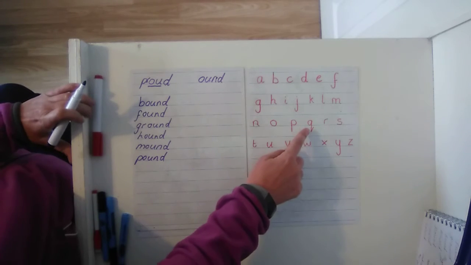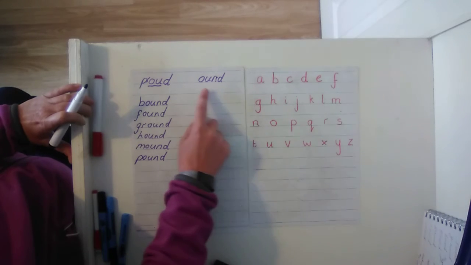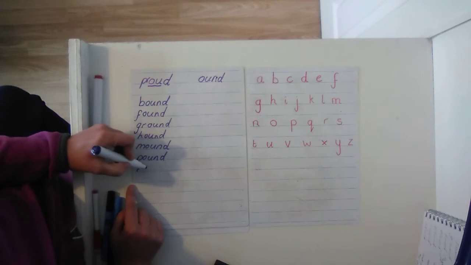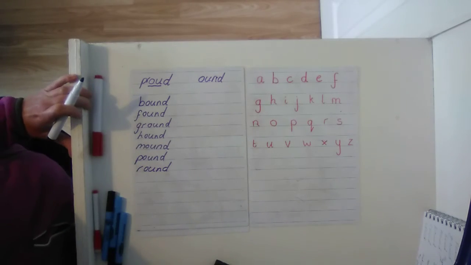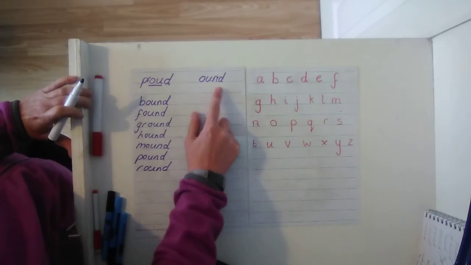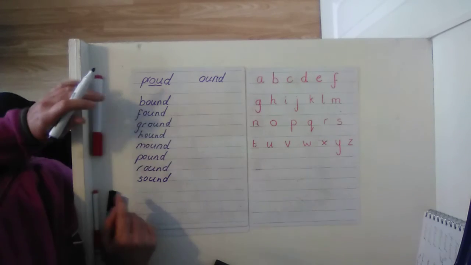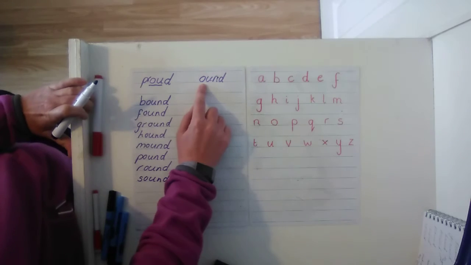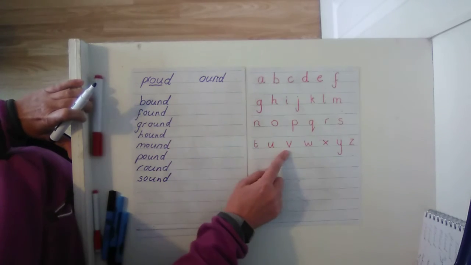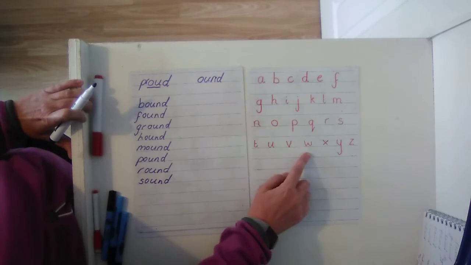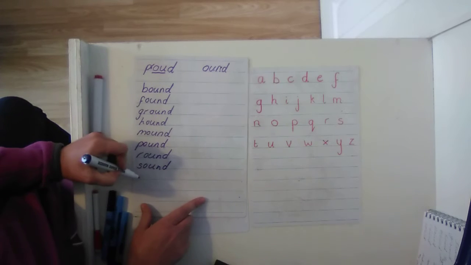Well done. Round. There's another word we can use with our ound. Ound can make the word sound. Wound.